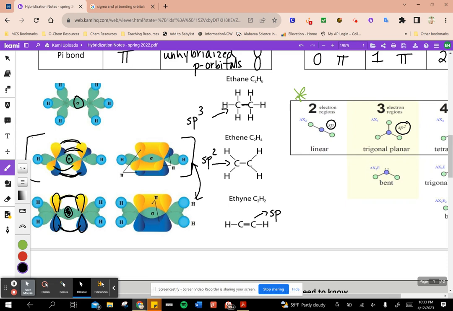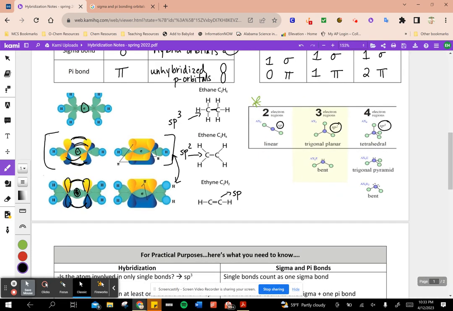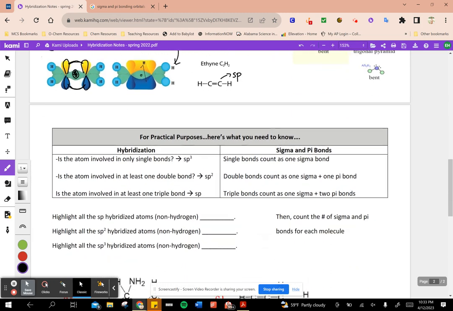All right, so I know that's a bit much. So take a deep breath. And now let's talk about the practical side. If that didn't quite make sense, that is a-okay. Here's what you need to be able to take away from it.